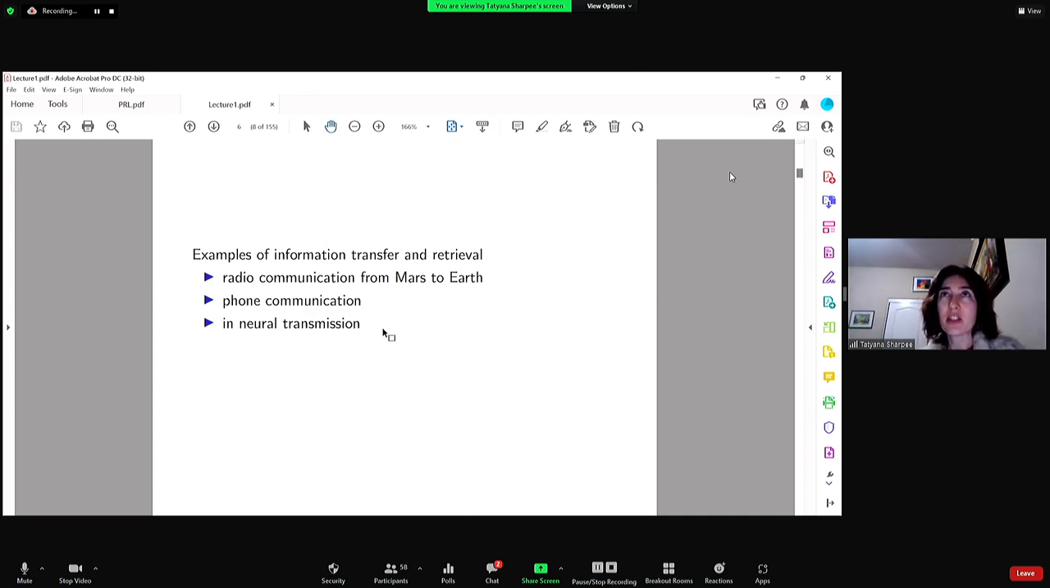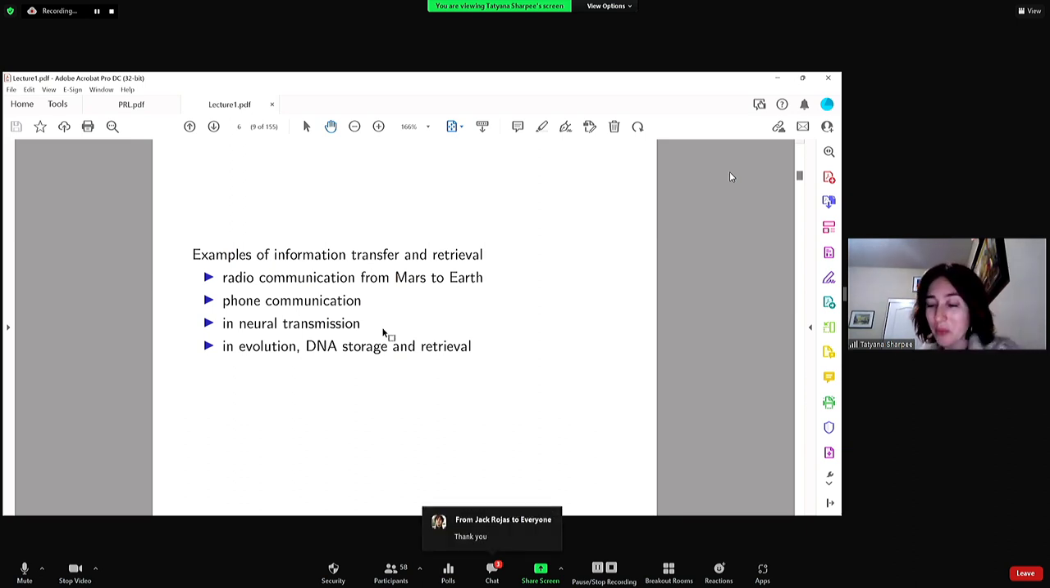And in neural transmission, so we have signals from the environment, and then there are signals in the brain that have to reduce our uncertainty about what's happening in the real world. And then another example in evolution, so that will be accumulation of information across generations in DNA storage and retrieval. And then another example, which I think is not mentioned on this slide, is the accumulation of information in, say, cultural knowledge, and as in books. And some say that that's the driver for human evolution.